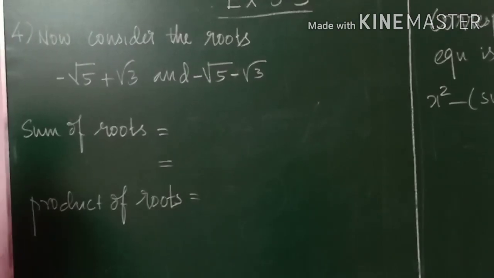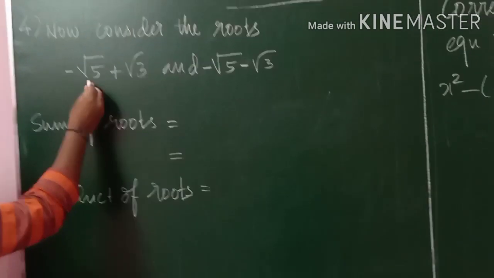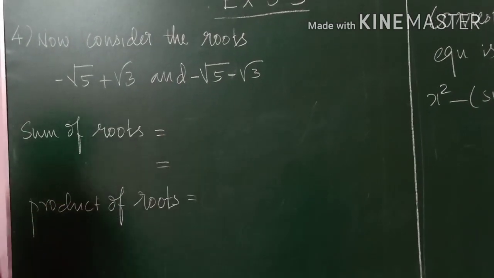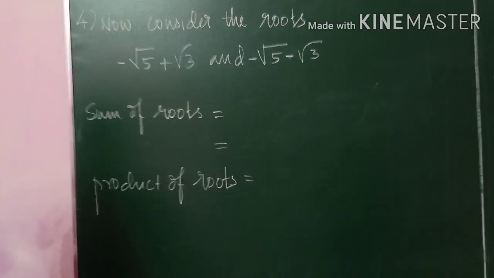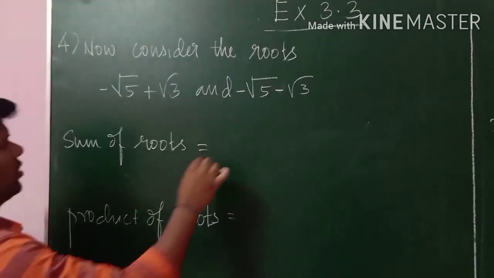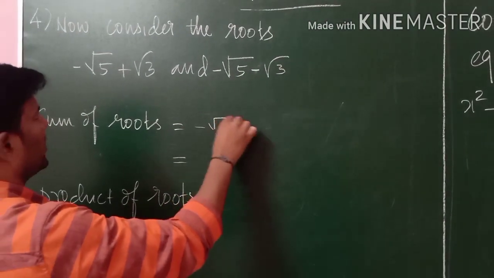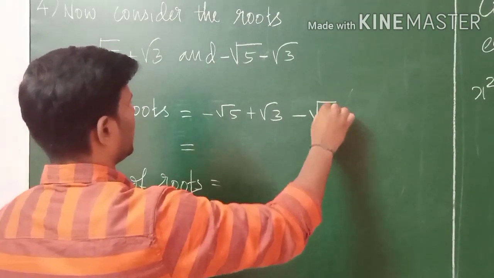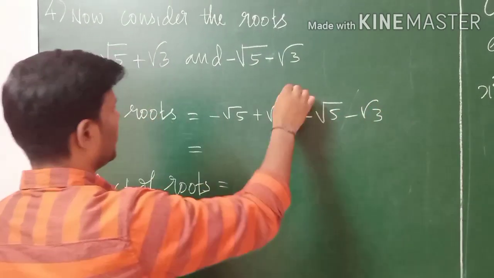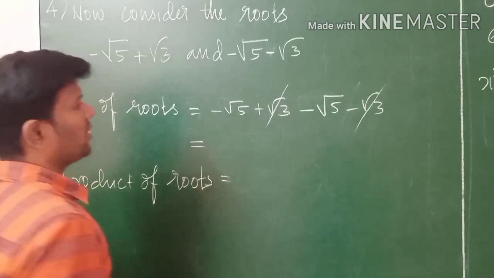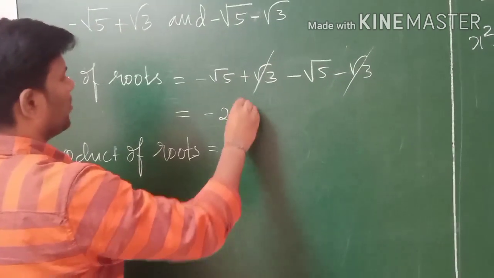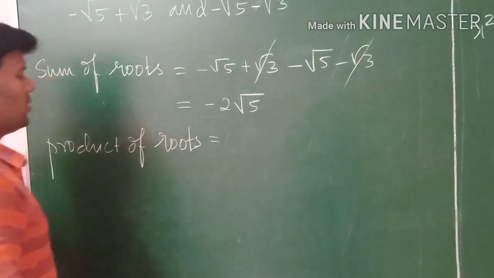Now consider the other two roots, minus square root of 5 plus square root of 3 and minus square root of 5 minus square root of 3. So add these two roots, sum of roots. Minus square root of 5 plus square root of 3 minus square root of 5 minus square root of 3. So plus square root of 3 minus square root of 3 will be cancelled. Minus square root of 5 minus square root of 5, minus 2 square root of 5.